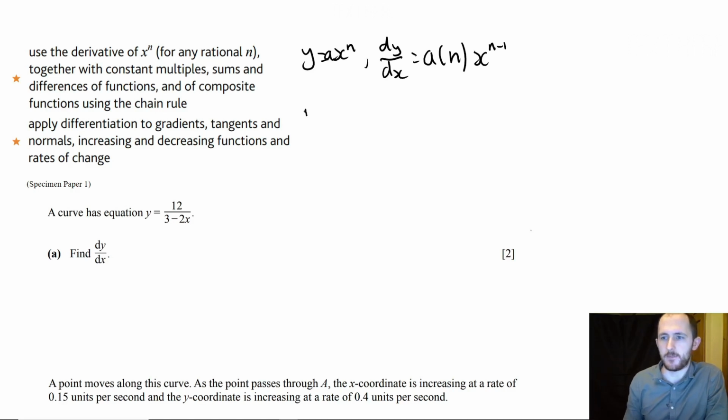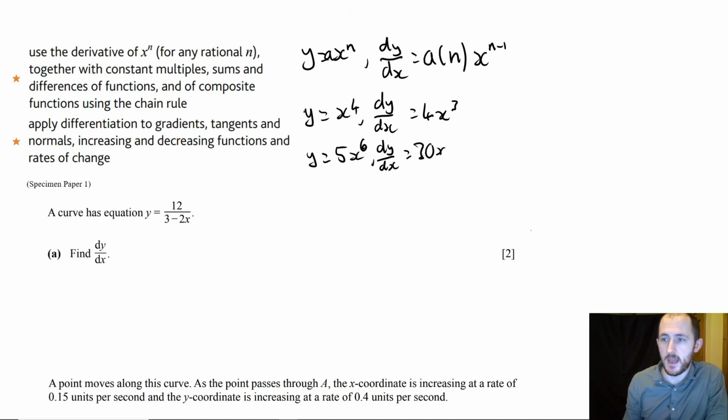So let's have a look. Let's say we had y is equal to x to the power of 4. Then dy by dx is, I bring the power to the front and I subtract 1 from the power. That's it. Not too bad, right? And if we had a number in front, let's say 5x to the 6, then dy by dx is just bring the 6 forward, so we get 5 times 6, which is 30x, reduce the power by 1. 30x to the power of 5. Nice and easy, right? Simple stuff.